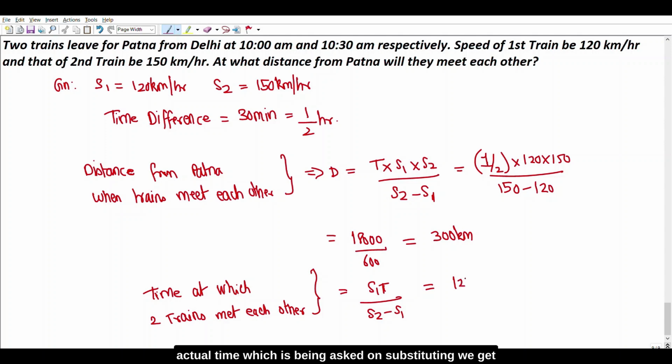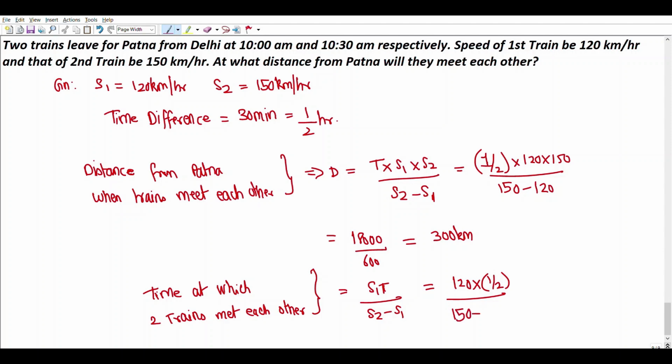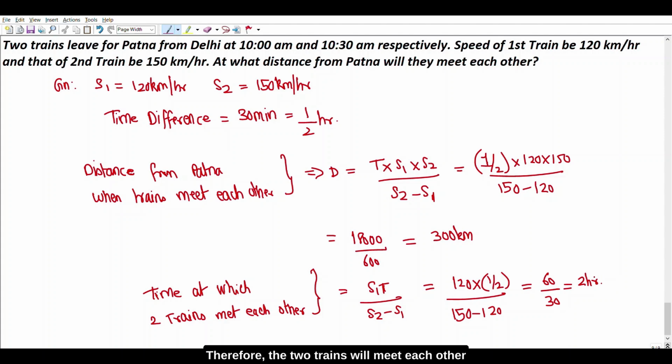On substituting, we get 120 multiplied by 1 by 2, the whole divided by 150 minus 120, which in turn will give 60 by 30, which in turn will give 2 hours. Therefore, the two trains will meet each other after 2 hours from the starting train's time.